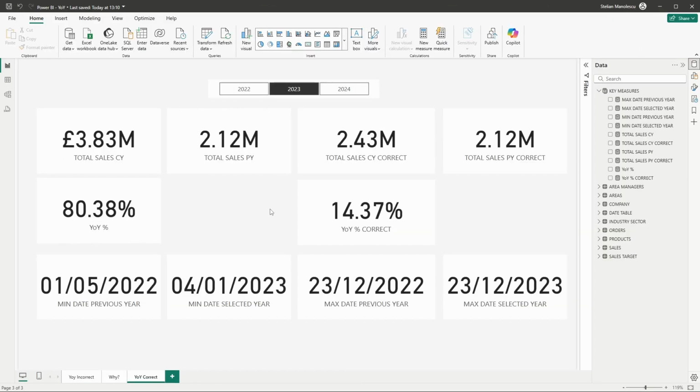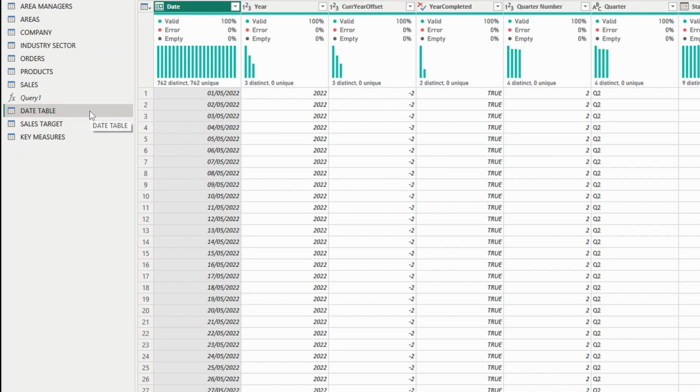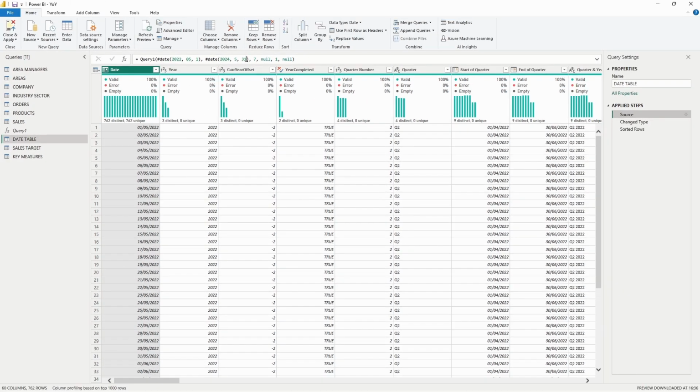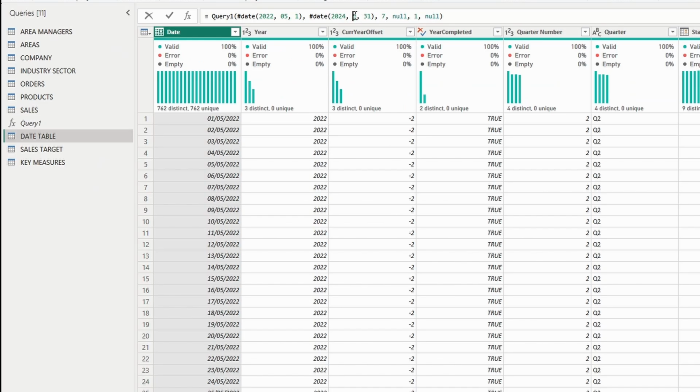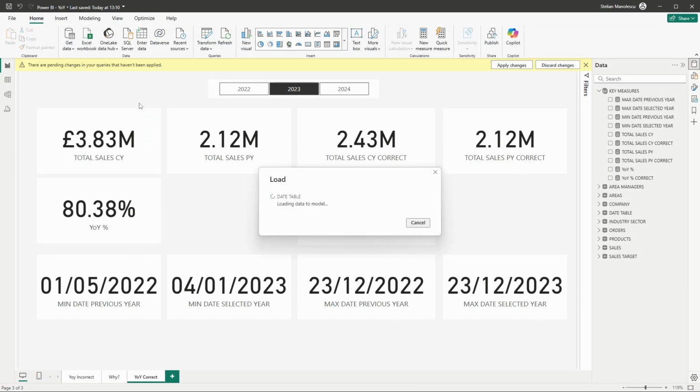But you could have a different scenario. Let's transform the data for a second. Let's assume that the date table doesn't have the last day the same as the last day in the orders table. And we will say 2024, month December, day 31st, close and apply. Let's see if it changes anything.